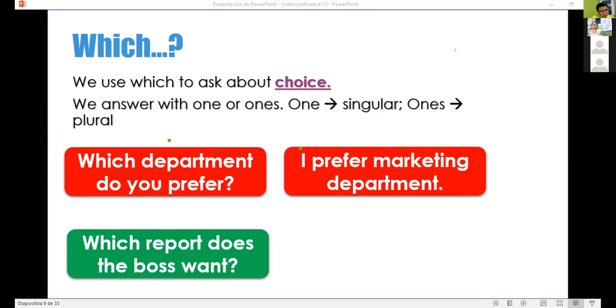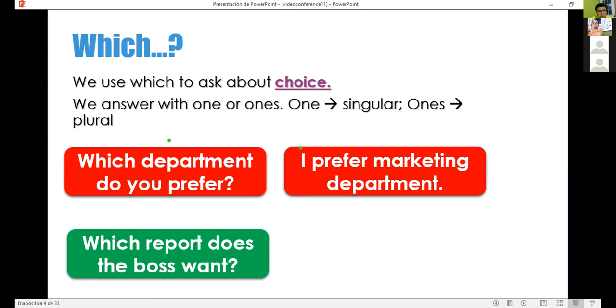Which report? Which report? How would you respond to it? Let's check. Okay, very good. The other one, okay, very good. Very good. Nice. The boss wants that financial report. Very good, Audi. Nice.